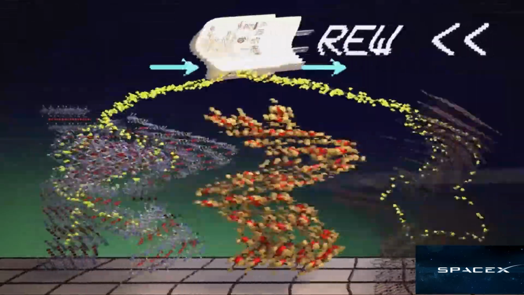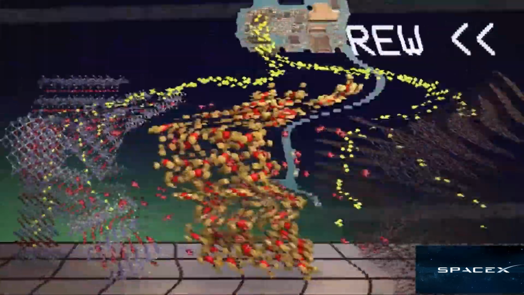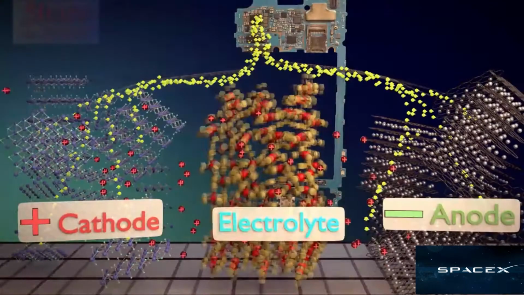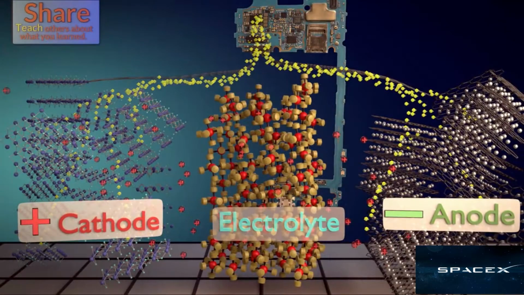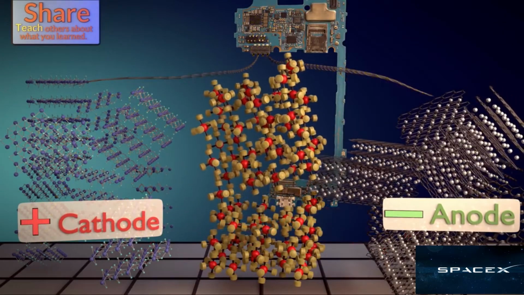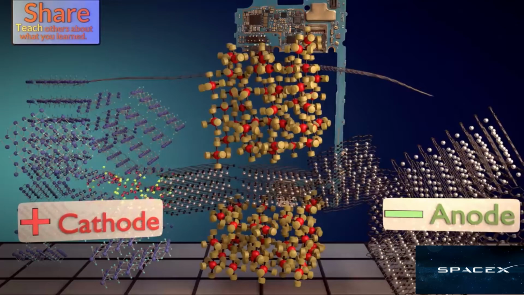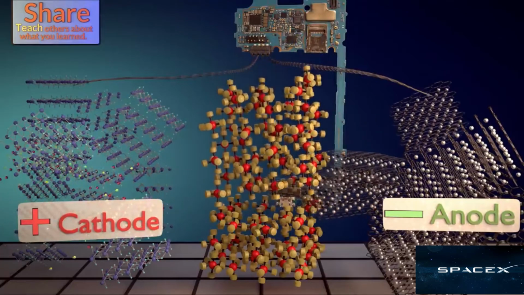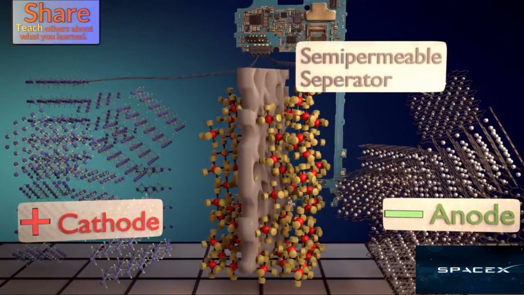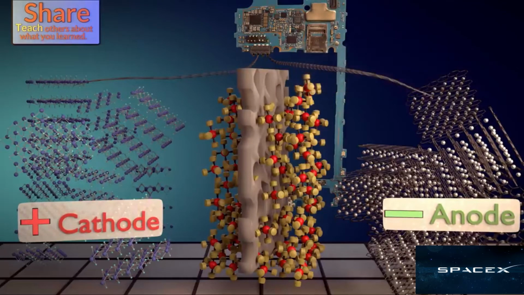Okay, so now let's rewind and add a few more details of note. First, these two sides can't touch. If the anode and cathode were to touch, and if there were any lithium left in the graphite, the chemical reaction would accelerate uncontrollably and cause a fire or often a small explosion. Thus, a non-conductive semi-permeable separator that allows the lithium ions to pass through is placed in the middle. And this electrolyte isn't an effective barrier because it's a liquid.